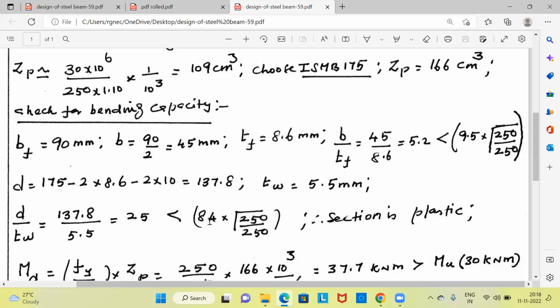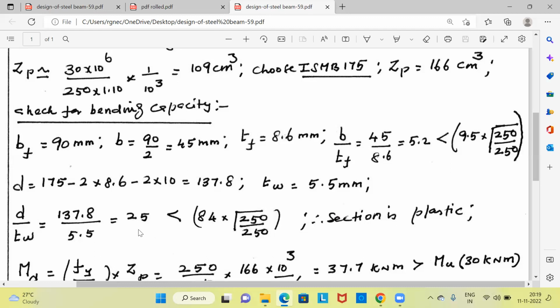137.8 divided by 5.5, 25. Here the critical ratio is 84 into 250 divided by Fy. It happens to be 1. So this is the critical ratio. It becomes 84. Here also D by T ratio is less than 84. That means the web is also plastic. Therefore, the section as a whole is plastic. When the section is plastic, you have to take Fy value equal to 250 Newton per millimeter square without any reduction.